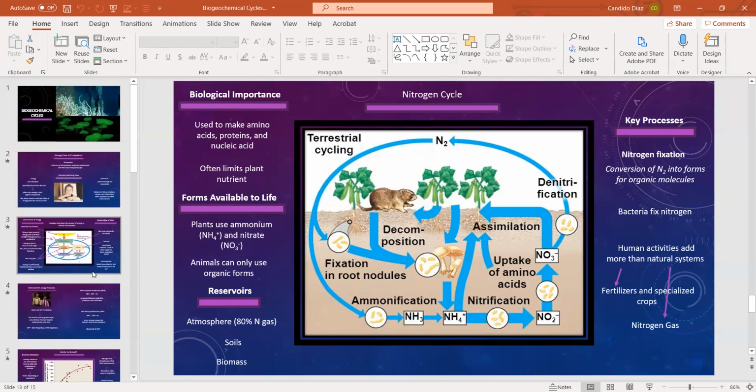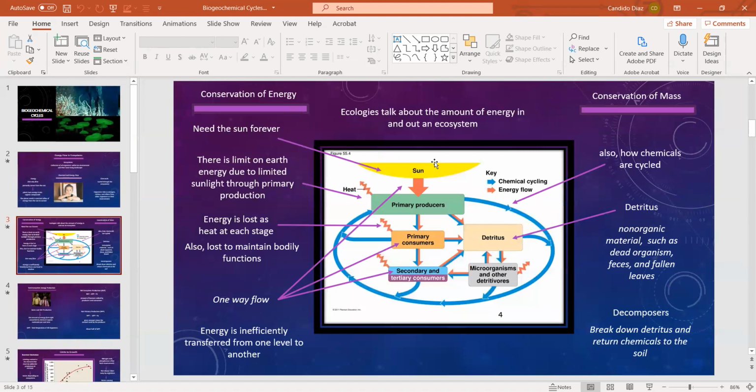Right. Whereas energy is constantly being lost and constantly being moved up trophic levels.